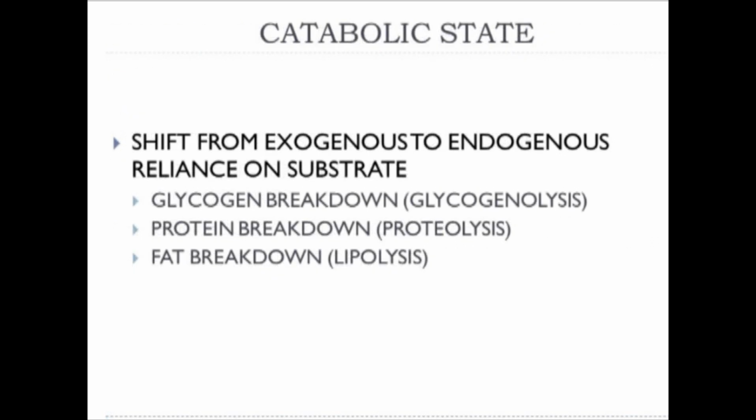So let's step back a little bit and get a more broad understanding of what's happening in the catabolic state. In the catabolic state, there's a shift from exogenous to endogenous reliance on substrate. The catabolic state usually happens, for example, in cases of starvation. It could be simple starvation, or it can also be disease-generated starvation that leads to a state of stress. We see glycogen being broken down. That's glycogenolysis. We see protein being broken down. That's proteolysis. And we see fat being broken down, lipolysis.